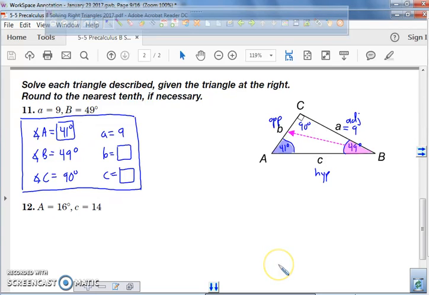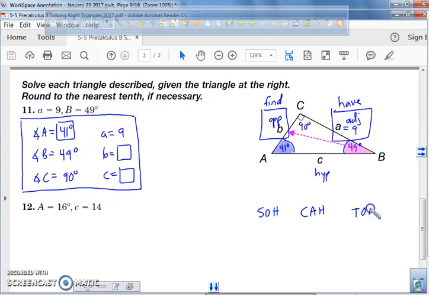All right, so which side do you want to find? Adam, do you want to find B? You want to find C? You have to find one of the two. B. All right, I'm going to put a little box around B, which means this is the one I'm trying to find. This is the one that I actually have. So if I'm trying to find this one, and I have an opposite and an adjacent, which one of these trig ratios deals with opposite and adjacent?